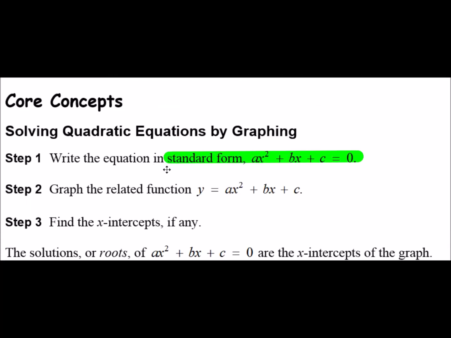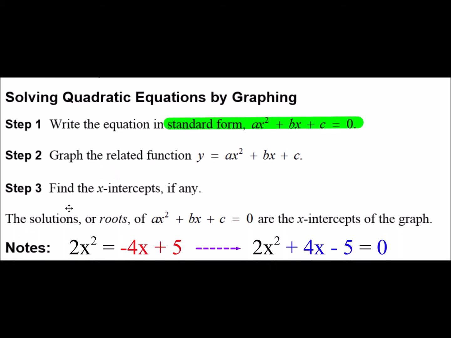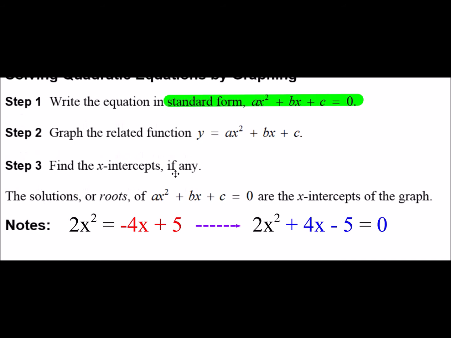For the warm-up, we have to solve the equation. Step 1, if we can, write our equation in standard form, remember, it's this form right here. Step 2, you can then graph it. We're going to use our Desmos, or a graphing calculator if you have one. I'm also going to sprinkle in a little bit of algebra skills here. And then step 3, we find the x-intercepts, if we have any. Notice, if we have any.